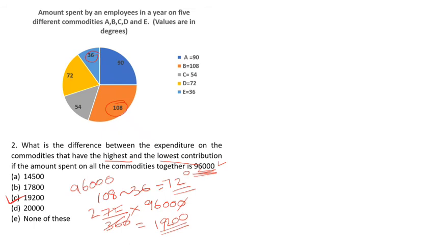Understand this concept very clearly. What we have to do, the difference between 108 and 36 is 72. So whatever is the degree value we get, take the degree value divided by total degree 360 multiplied by whatever is the amount given here, that amount you have to multiply to get the answer. So let us see the correct answer here.